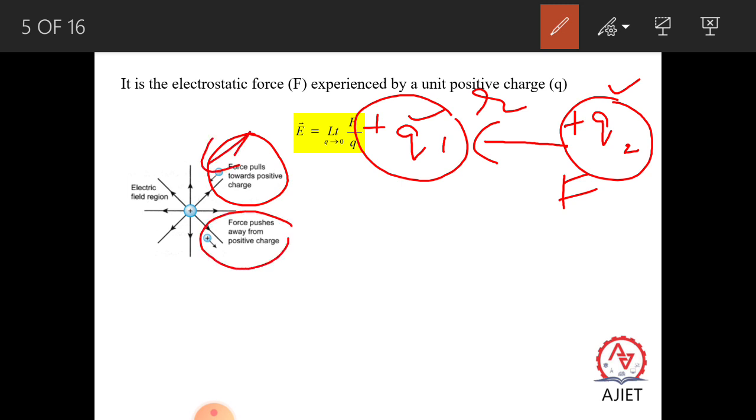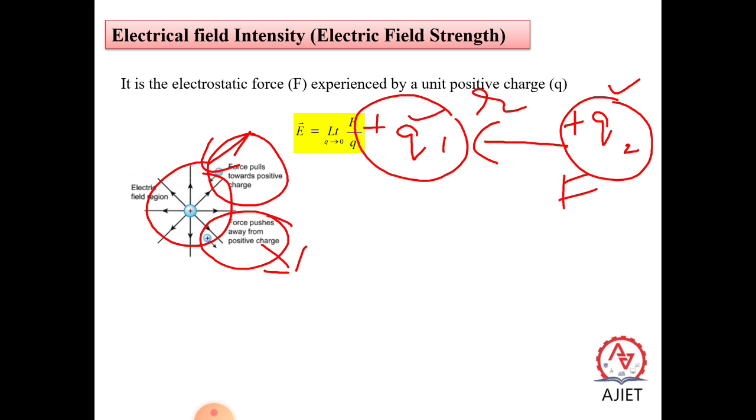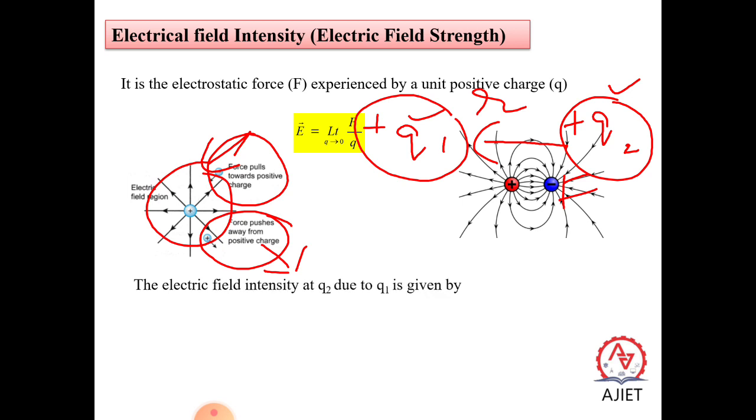And here you can see a positive charge, it moves in this direction, it experiences a force of repulsion. So from which point it experiences a force of attraction or repulsion, till that point the electric field around these charges is going to prevail. So that is the idea of an electric field. You can see it starts from the positive and ends at the negative. So electric field intensity of Q2 due to the charge Q1.